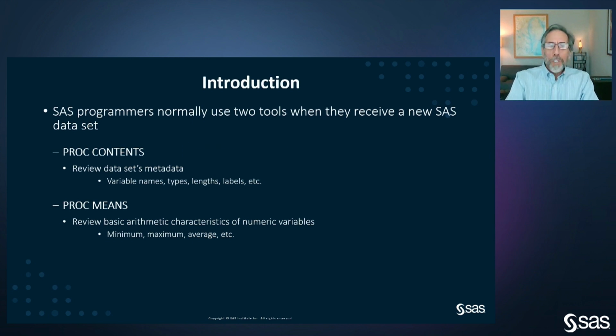SAS programmers normally reach for two tools when they receive a brand new SAS dataset. PROC CONTENTS, so that you can review a dataset's metadata: variable names, variable types, lengths, labels, etc. And we also usually reach for PROC MEANS so that we can explore the characteristics of the numeric variables, basic things such as the minimum values, maximum values, averages, and things like that.